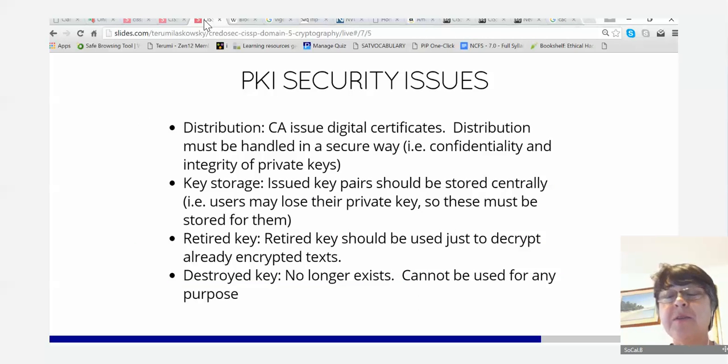Okay, so here they're assuming that the private key is being distributed by the CA, which CA doesn't usually do, but in a CAC card case, they do.